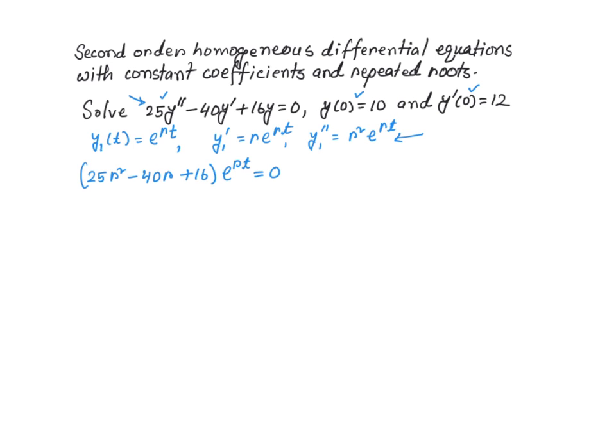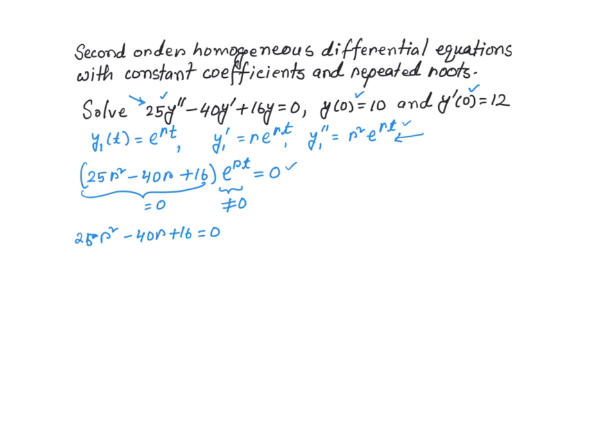Here I just did a little bit of algebra without writing it. I just plugged in these values and factored out e^(rt). Now obviously e^(rt) is not going to be equal to 0. You have a product of two factors that leads to 0, and e^(rt) is an exponential function and it is not going to be 0. Hence the other one has to be equal to 0. So that gives me 25r squared minus 40r plus 16 is equal to 0.